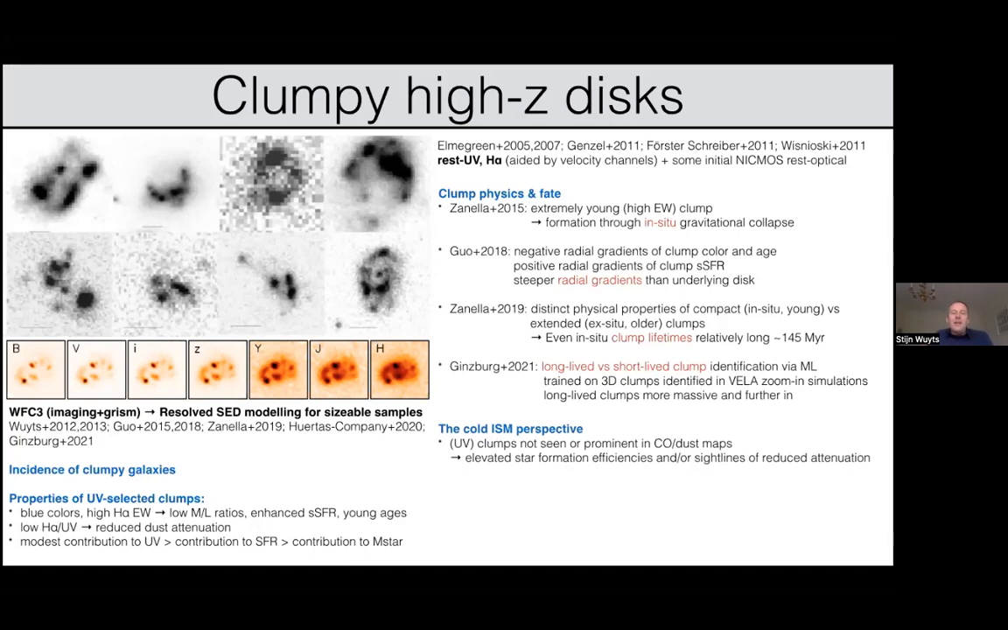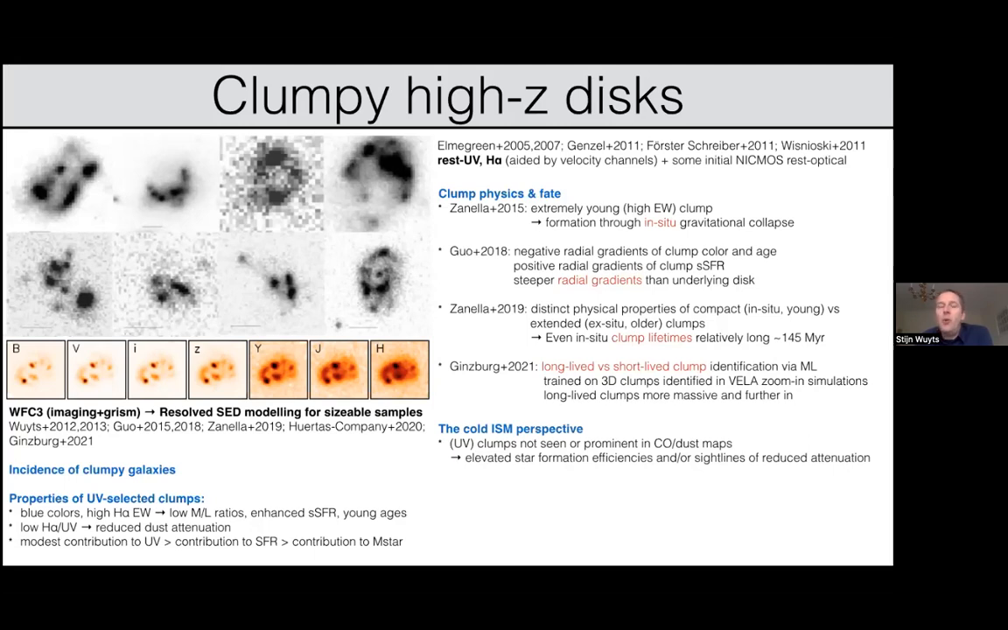One perhaps underemphasized aspect of these clumps is the perspective from cold gas diagnostics, CO and dust continuum, where in fact these off-center clumps are not observed so much as a phenomenon, let alone that the dust continuum would identify the same clump locations that are seen in UV. Instead, the dust continuum structures observed at high resolution often are very compact cores, 1 to 2 kiloparsec in size, in the centers of galaxies.